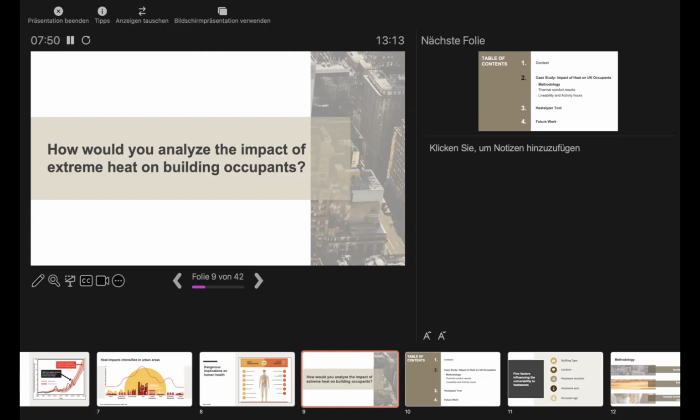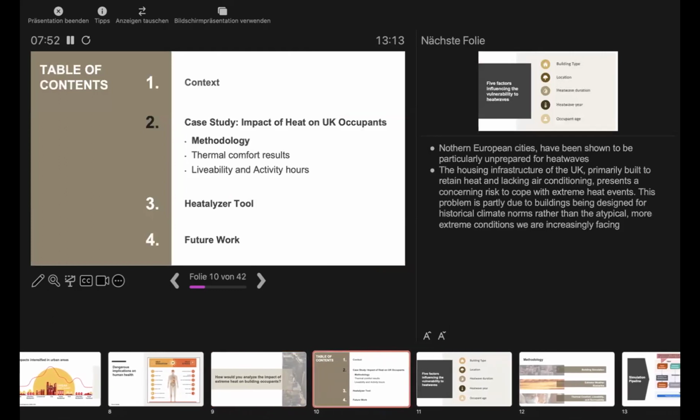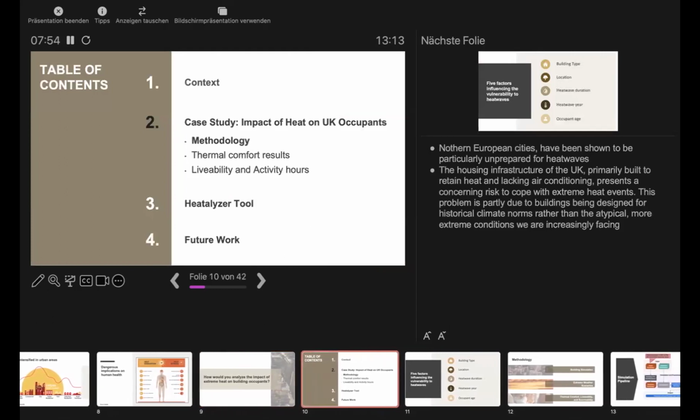I'll now show you how we did this. So how we approach this. I'll talk about our methodology for looking at the impact of heat on UK occupants, and then the results that we gather from it. So two different types of results.